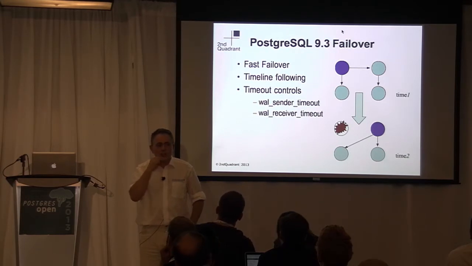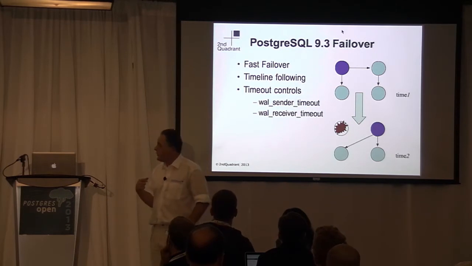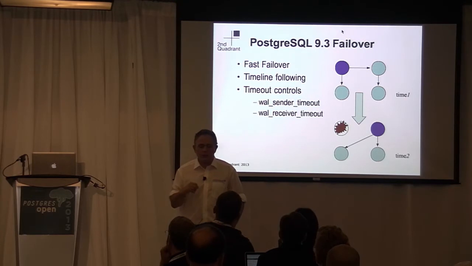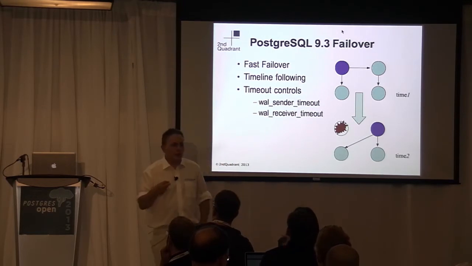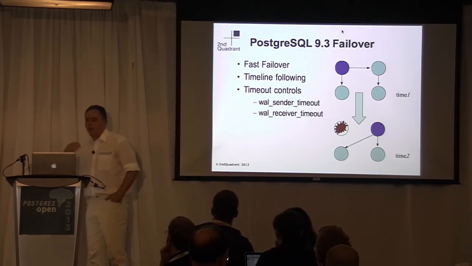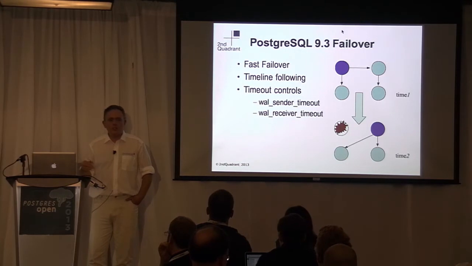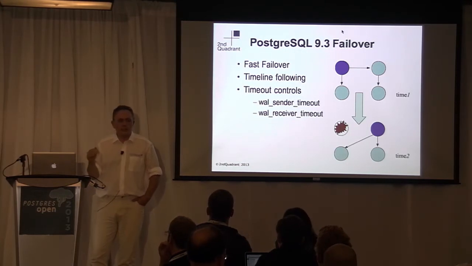In terms of complex clusters, we've actually now got what's called timeline following. It's a little bit beyond the novice grade of this lecture to explain what that means, but just to say that large groups of standbys can be managed considerably more easily in 9.3 than we had before. That management is also further improved by the ability to set timeouts on the senders and receivers separately rather than using the same setting overall across all nodes. So actually 9.3 does bring us another iteration closer to really being able to manage our replication configurations fully and accurately and usefully in the real world.